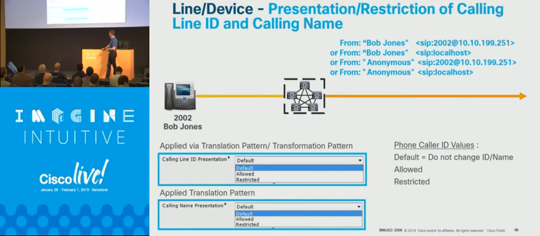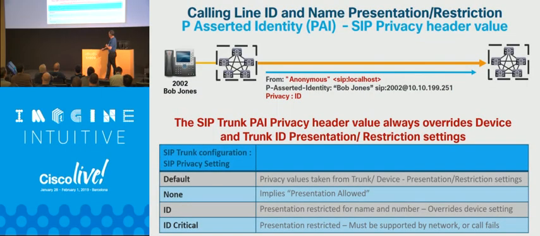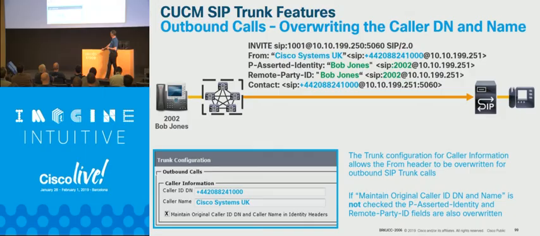I think the next few slides just show this at a graphical level. There's one sort of aberration here. A transformation pattern can modify the calling line ID, but it can't modify present or restrict the name. So if you want to do both name and number, do a translation pattern. You can do that on the trunk. Again, you have the calling line ID presentation and calling name presentation. This will override the line configuration. And the last one here is this privacy setting in PAI. That overrides everything. And there are some critical ones here, in that the far end must also support PAI for this to work.